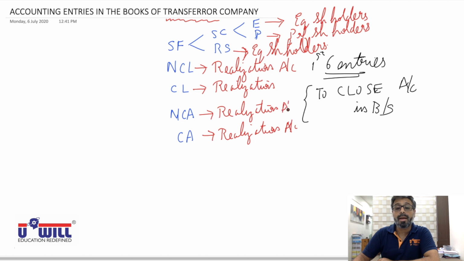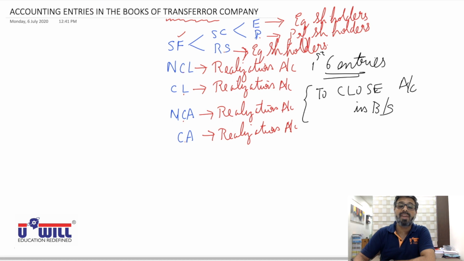The only point to be remembered is, except these non-current liabilities, current liabilities, non-current assets and current assets, shareholders funds will be transferred to shareholders account. But which shareholders? Equity share capital and reserves and surplus to equity shareholders, and preference share capital to preference shareholders.